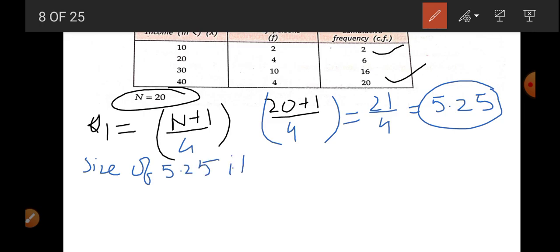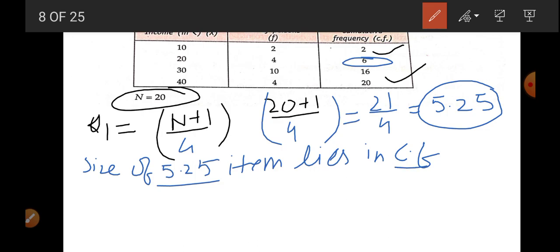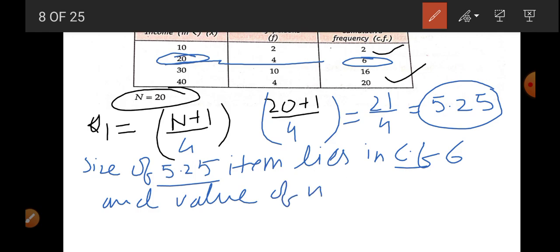Now this 5.25, the size of the 5.25 item, lies in cumulative frequency 6. When you count to the 6, 5.25 will come. So this size falls in which CF? In 6. It lies in CF 6. And in front of it, what is the value of x? The value is 20. So it lies in CF 6 and the value of x is 20. So Q1 is equal to 20.